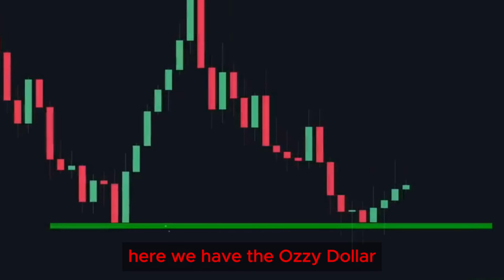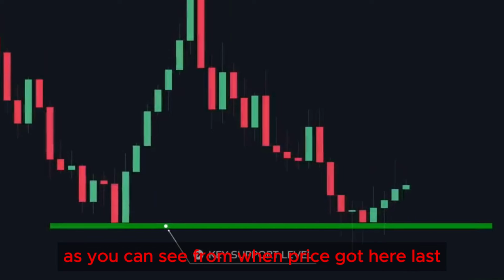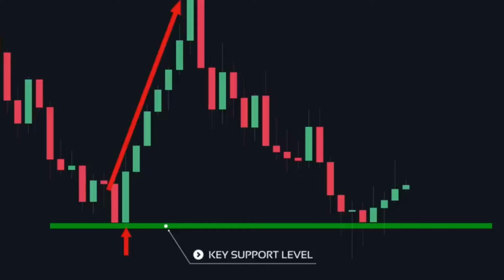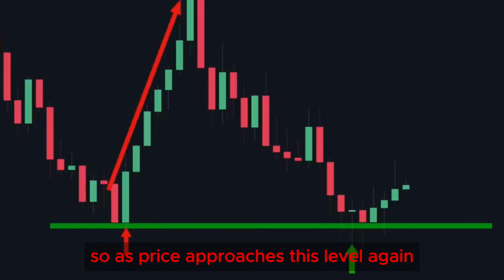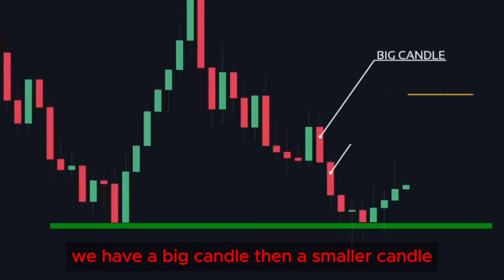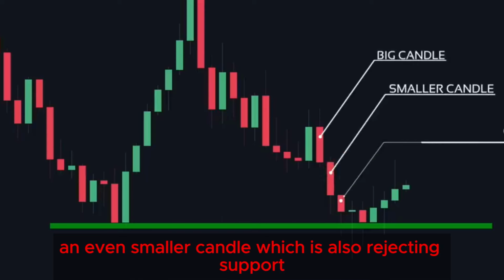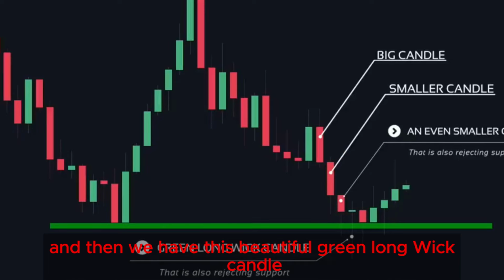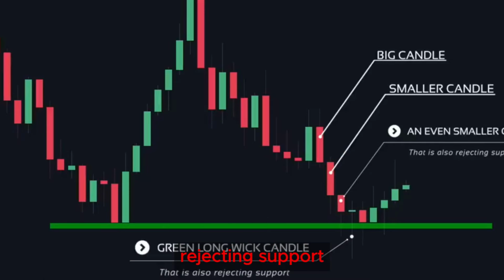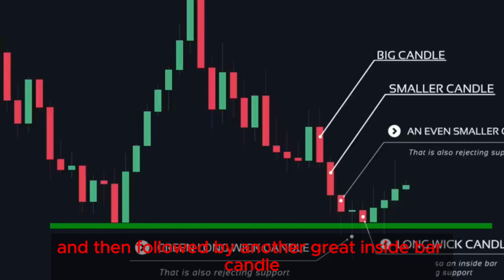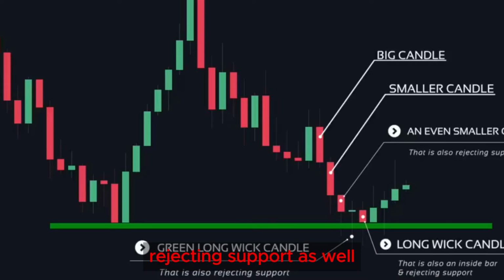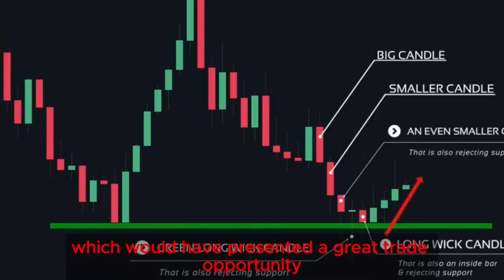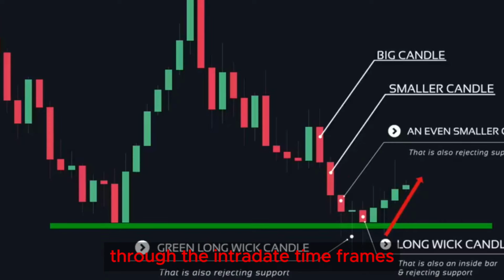Here we have the Aussie dollar. This is a key level of support. As you can see from when price got here last, it hit and reversed upwards. So as price approaches this level again, we have a big candle, then a smaller candle, an even smaller candle, which is also rejecting support. And then we have this beautiful green long wick candle rejecting support. And then followed by another great inside bar candle rejecting support as well. And as you can see, price bounced upwards, which would have presented a great trade opportunity through the intraday time frames.